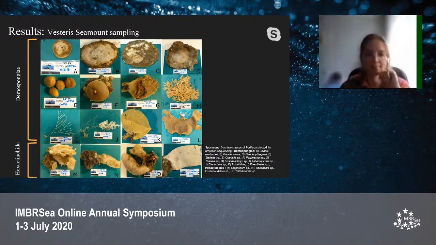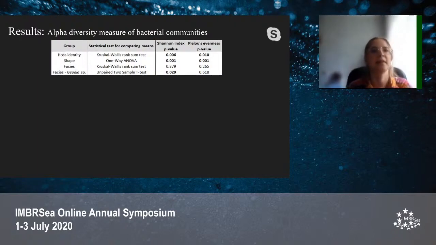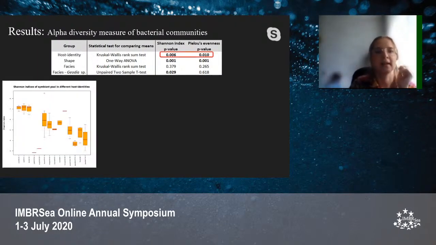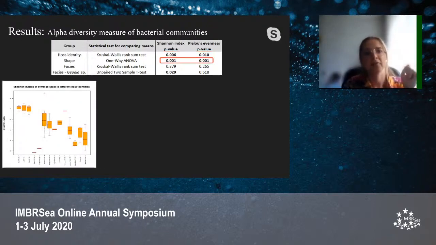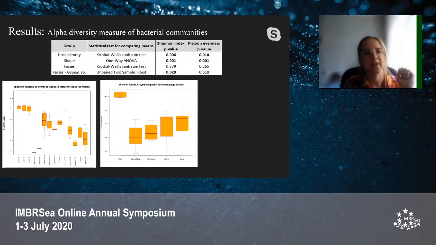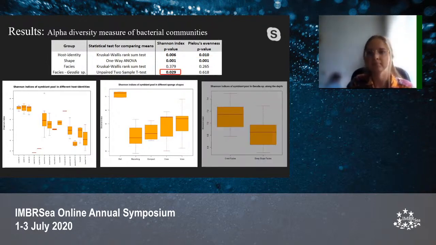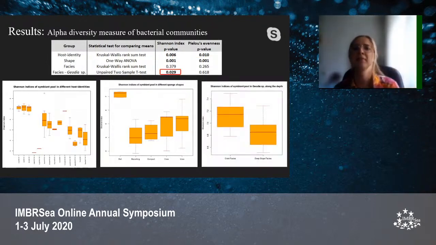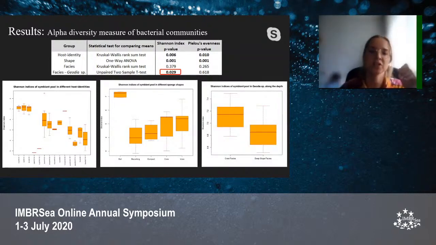The next slide is the alpha diversity measure of bacterial communities. Here we see that the host identity and shape factors have a significant difference in alpha diversity. However, the facies factor doesn't show any significant difference. But if you look at the genus Geodia, we see that the Shannon index is significantly different between the crest facies and the deep slope facies.